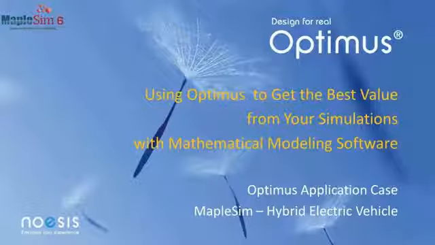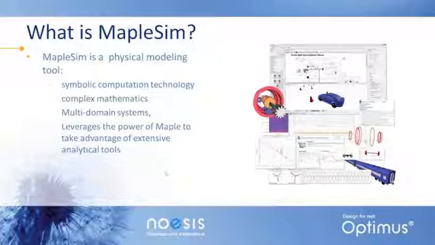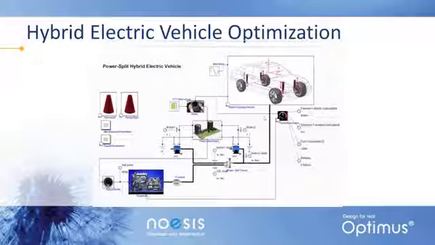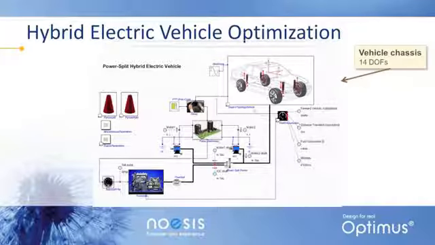Now I'd just briefly like to discuss Optimus being used with MapleSim. MapleSim is a physical modeling tool. It's an extremely advanced simulation tool that can integrate many different types of physics simulations.